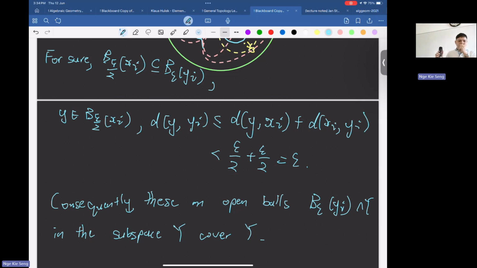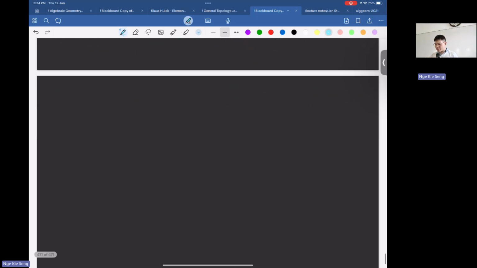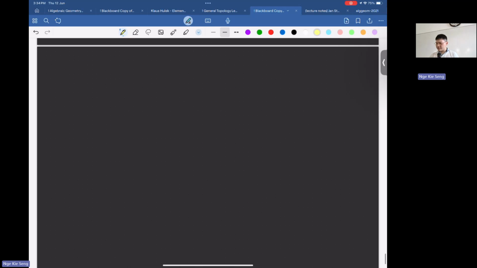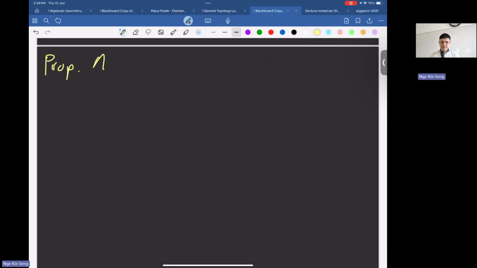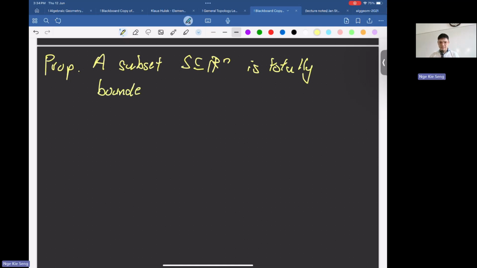Okay. But something very weird happens in Rn. Rn is a very interesting case here. A subset X in Rn is totally bounded if and only if it is bounded. So we have shown one direction: totally bounded implies bounded. So the thing left to show is bounded implies totally bounded.